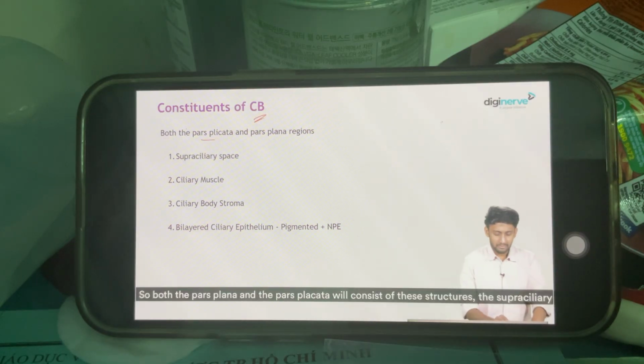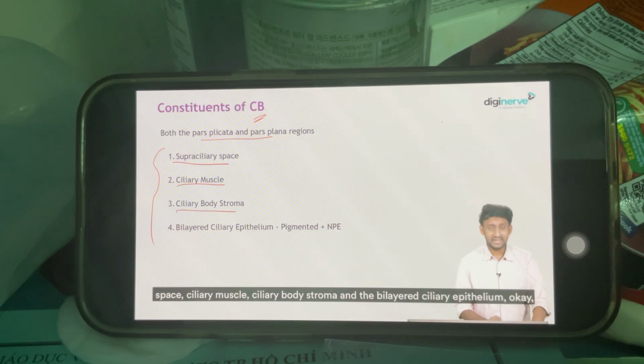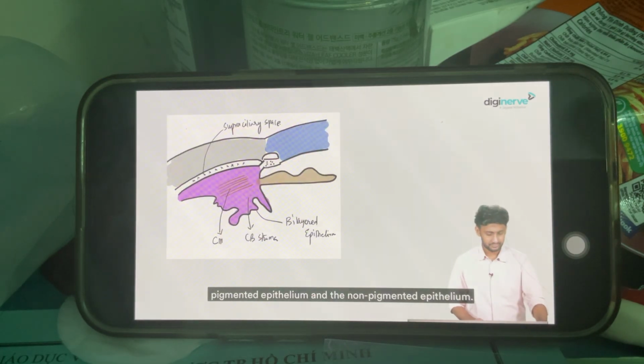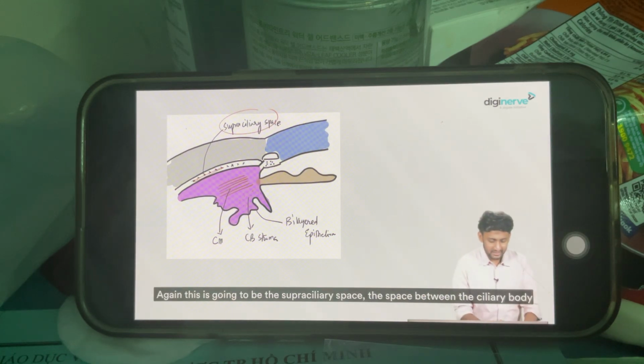Okay, so both the pars plana and the pars plicata will consist of these structures: the supraciliary space, ciliary muscle, ciliary body stroma, and the bilayered ciliary epithelium. Okay, pigmented epithelium and the non-pigmented epithelium. Again, this is going to be the supraciliary space, the space between the ciliary body and the sclera. This is sclera, this is cornea.